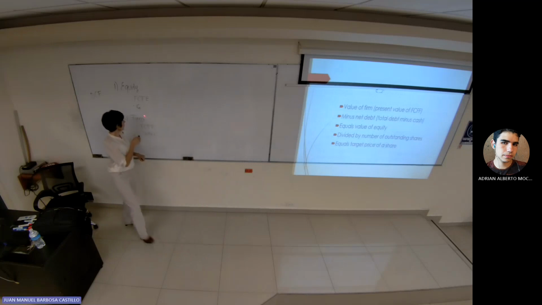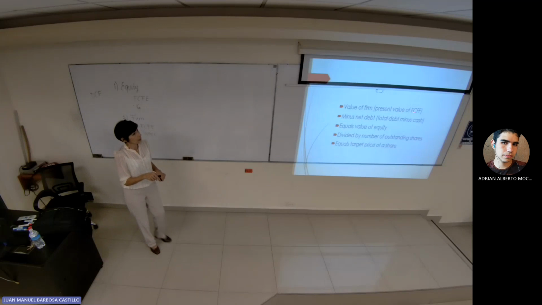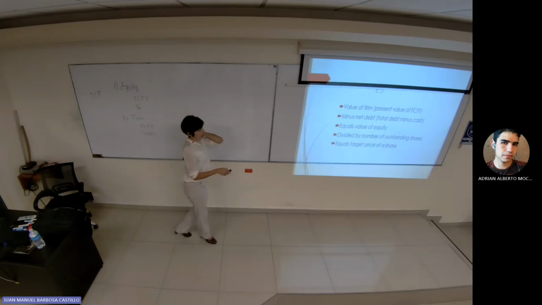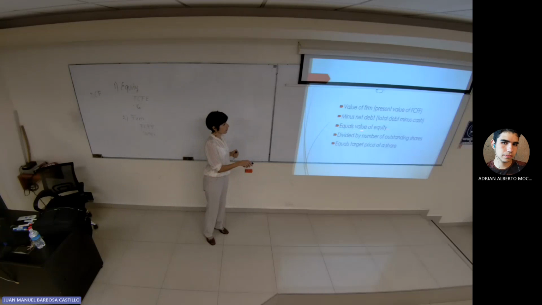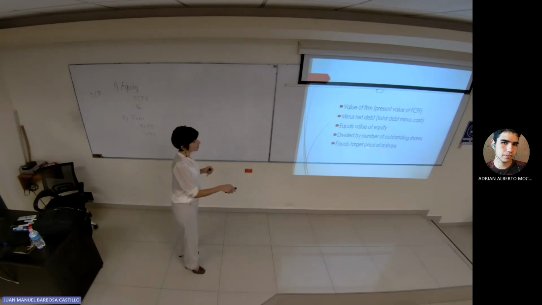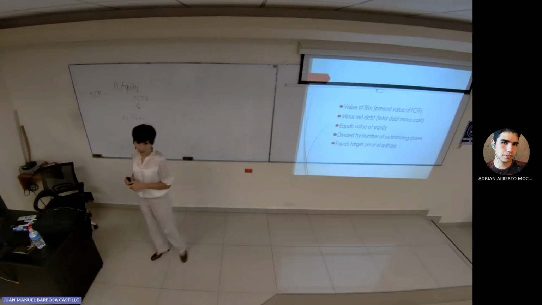Now, we're going to value a firm. You want to value a company. What do we do? We value the whole firm. We deduct the net debt. What is net debt? Total debt minus cash. The difference equals the value of equity of the firm. You divide the value of equity of the firm by the number of outstanding shares of the company, and then you arrive at the target price of the share of your company.